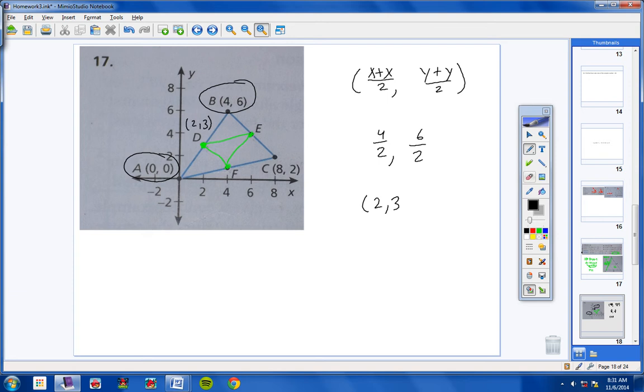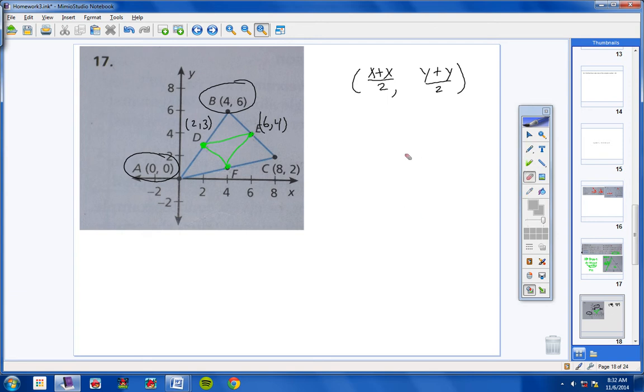Okay, now let's find the midpoint between these 2 points here, B and C. So here we go. X plus x, 4 plus 8 is 12 divided by 2. Y plus y, 6 plus 2 is 8 divided by 2. So the midpoint would be 6 comma 4. So there we go. 6 comma 4 is the midpoint.